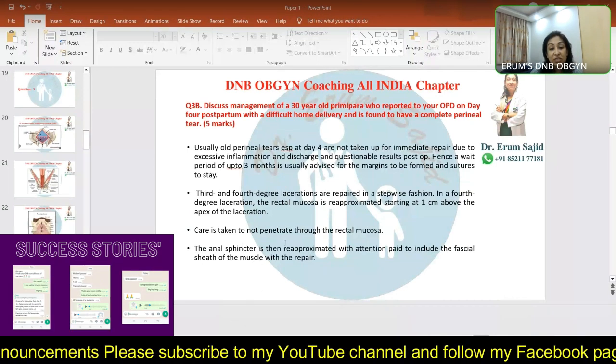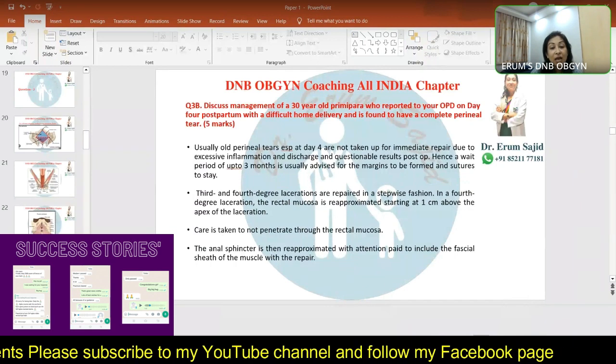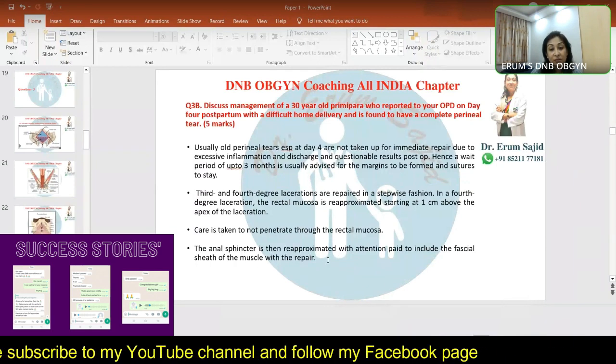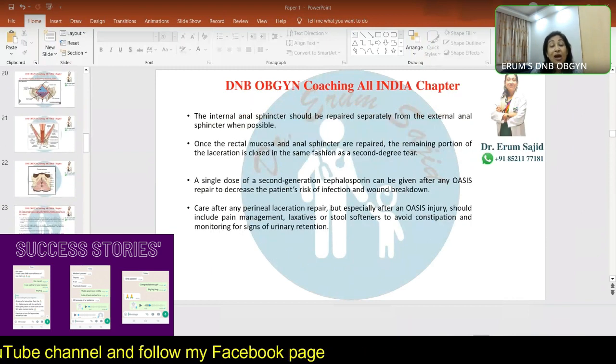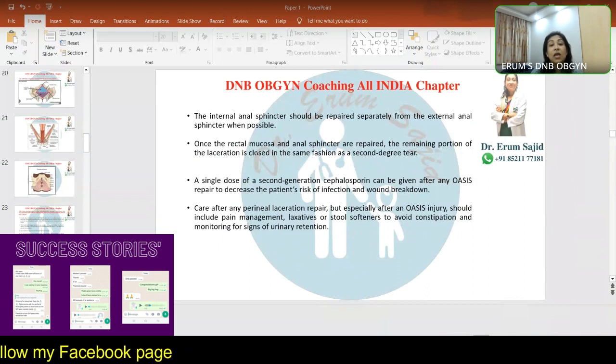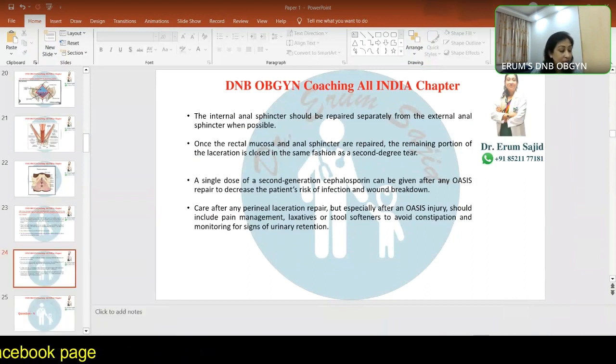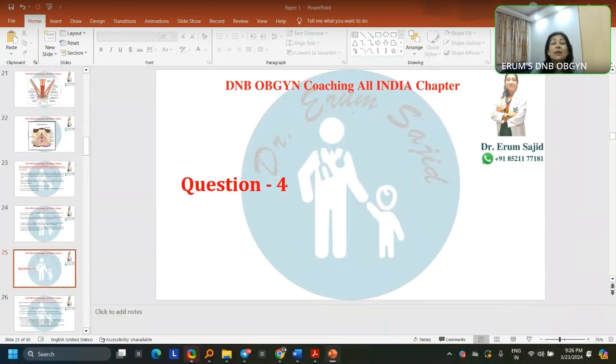Care is to be taken not to penetrate through the rectal mucosa. Anal sphincters are then approximated. Okay, and I just spoke with you about which sutures are used to suture them. You can just quickly write this down in your notes, and in the same way you can answer in the examination as well. So that was the only question. Yeah, that was the B part.